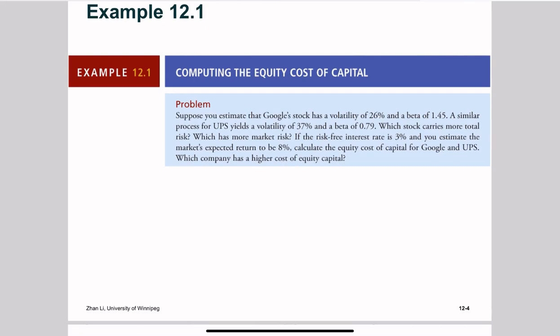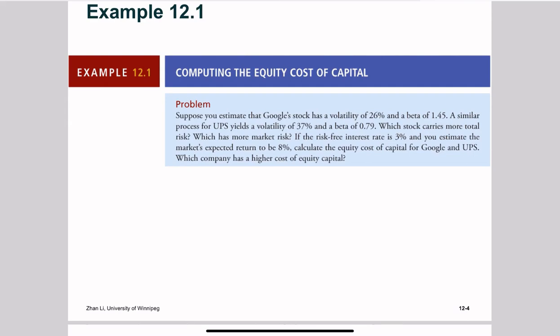Which stock carries more total risk? Which has more market risk? Now, if the risk-free rate is 3% and you find out the market expected return is 8%, then what is the equity cost of capital for Google and UPS? Which firm has higher cost of equity capital? So now let's first answer the first question. Which stock carries more total risk?